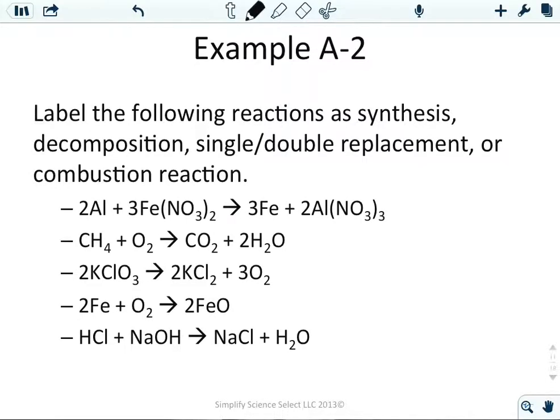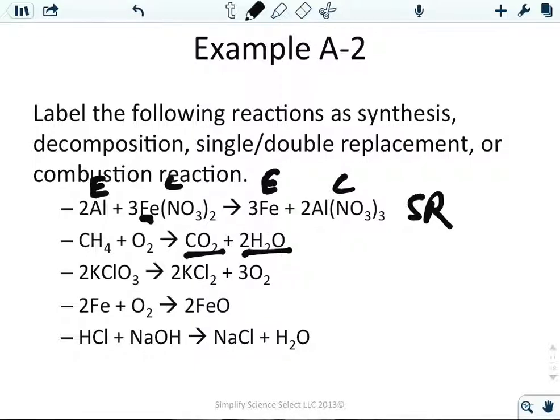Next example, it says label the following reactions as synthesis, decomposition, single or double replacement, or combustion. The first one, we have an element plus a compound produces that element by itself and a compound. That is single replacement. Then we have a hydrocarbon plus oxygen produces CO2 and H2O. Oxygen is reacting, we see that water is produced and carbon dioxide. We already know that it's a combustion reaction.